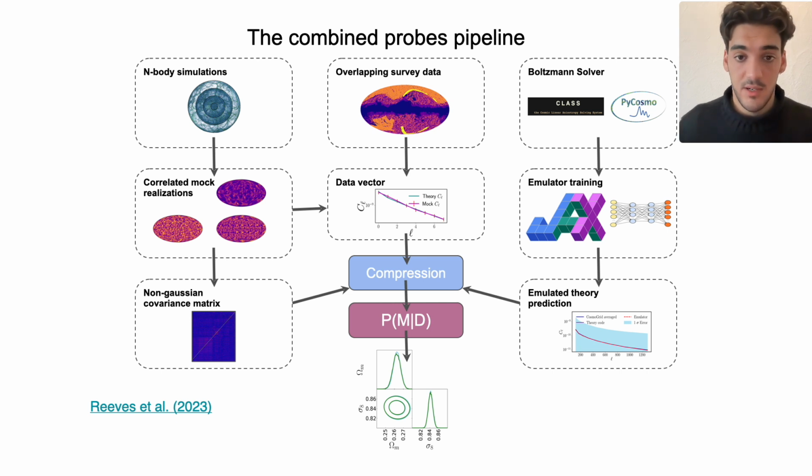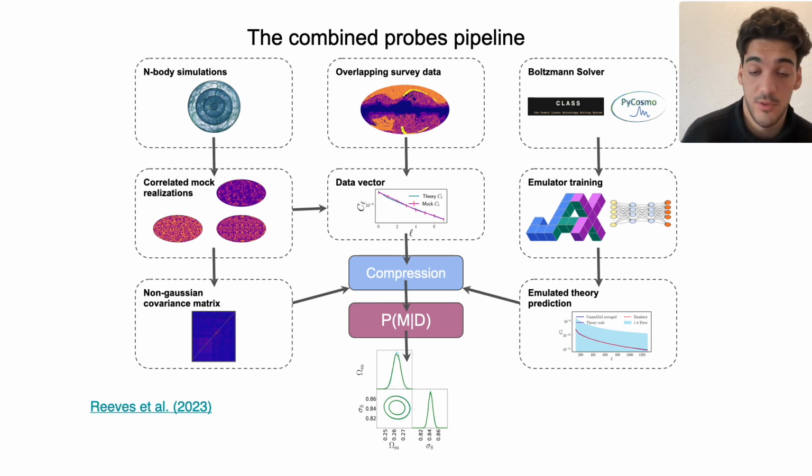So here is a quick schematic overview of the pipeline. It's quite a busy plot, but I'll just walk you through it very quickly. On the left-hand side, we have our simulation processing pipeline. So here we take N-body lightcone simulations from a suite called the CosmoGrid, which is publicly available.